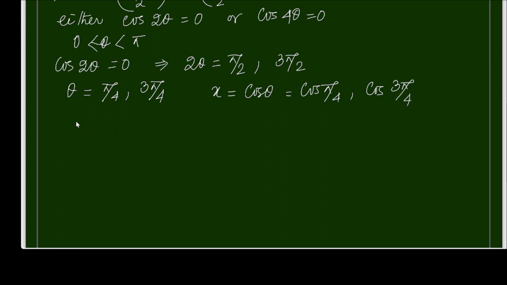Now taking the value of cos pi by 4 and cos 3 pi by 4, cos pi by 4 we know is 1 by root 2. So this can be written as root 2 over 2. If I take cos 3 pi by 4, that will be x is equal to cos of pi minus pi by 4.